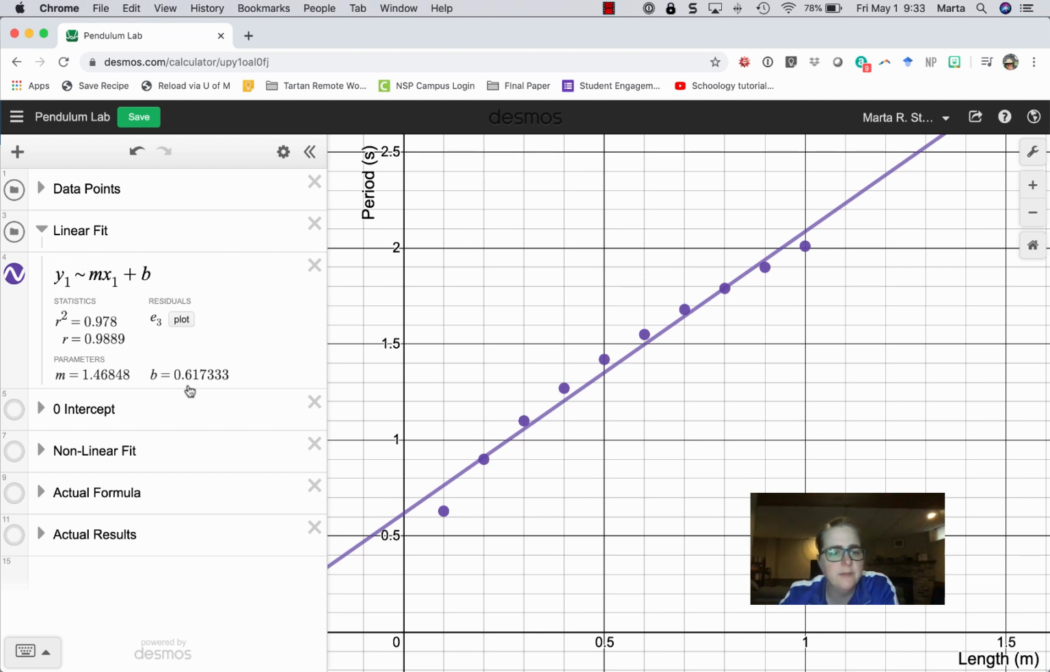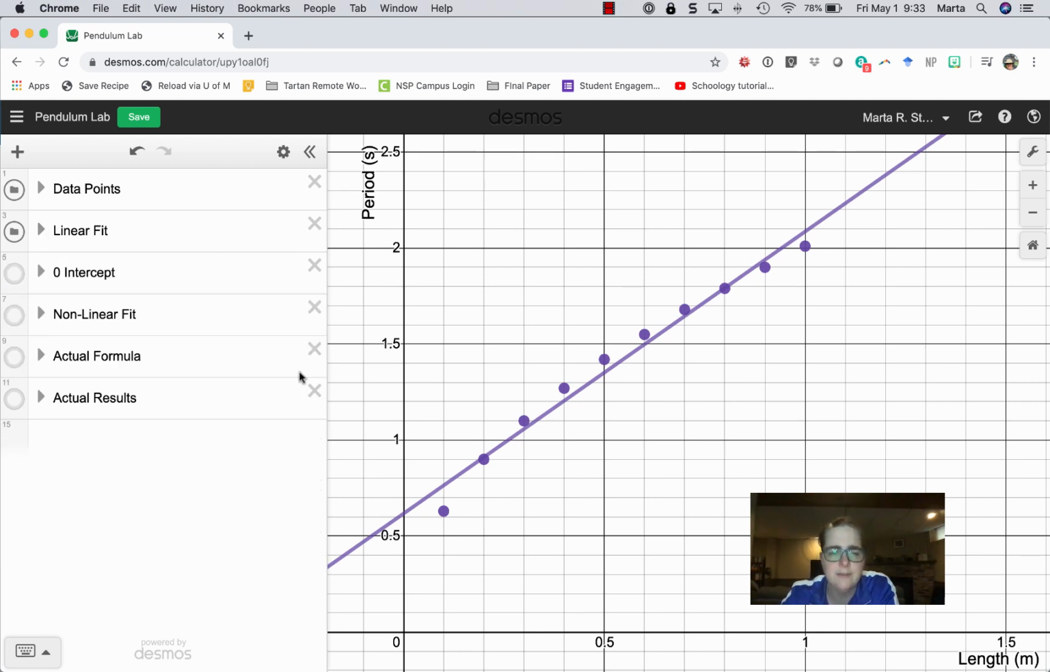But if I look at my intercept, it's about 0.6 seconds. And that's actually right around some of the periods that I measured. That 0.6 seconds, when I'm looking at a range of up to about 2 seconds for my period, that's a pretty significant intercept. That's going to be too big for me to ignore. And so that tells me that this linear fit probably isn't quite right, even if it looks pretty good. And that's something that's pretty common.